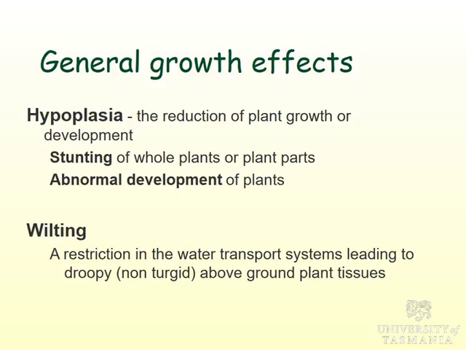We've got some pictures in a minute. So you can have generalised reduction in growth, or another one that probably falls under this category is wilting, where you upset the water transport system and all of a sudden the plant becomes droopy, non-turgid, starts to collapse down and may well die.